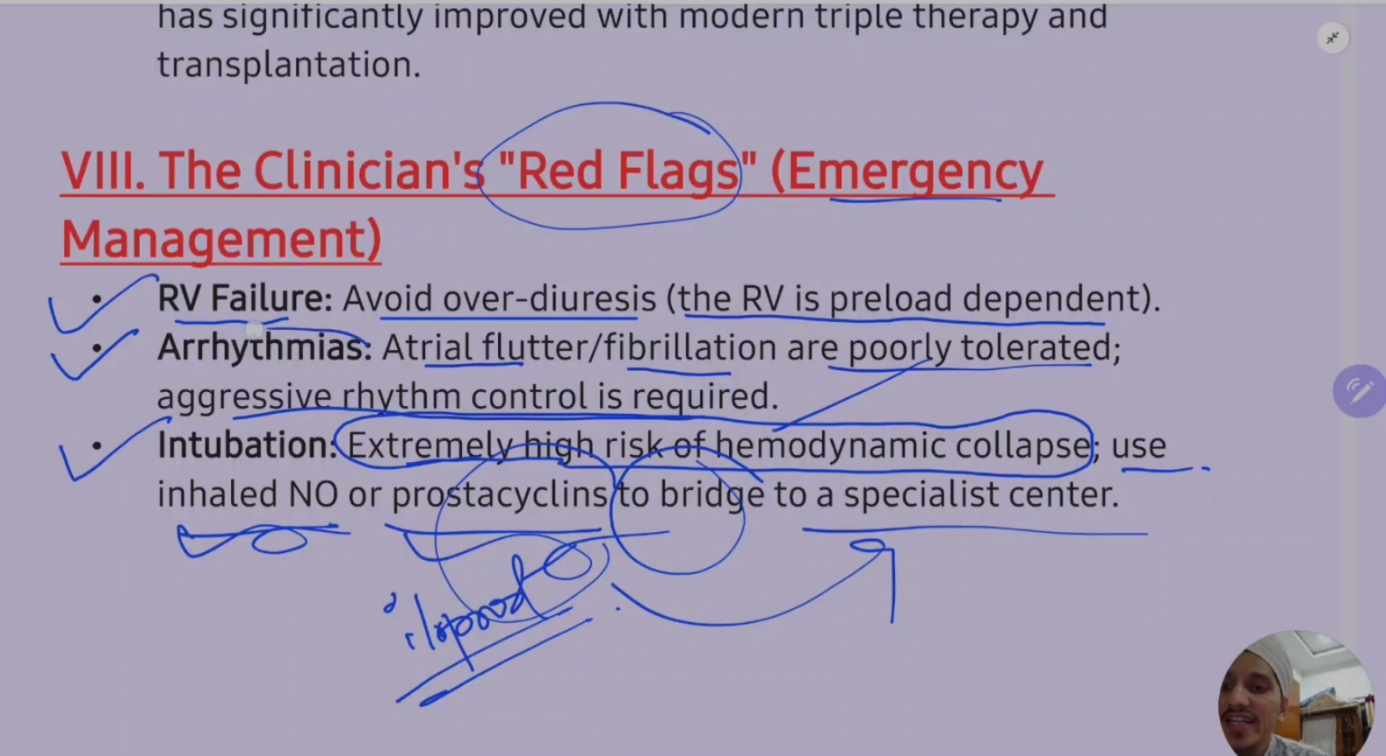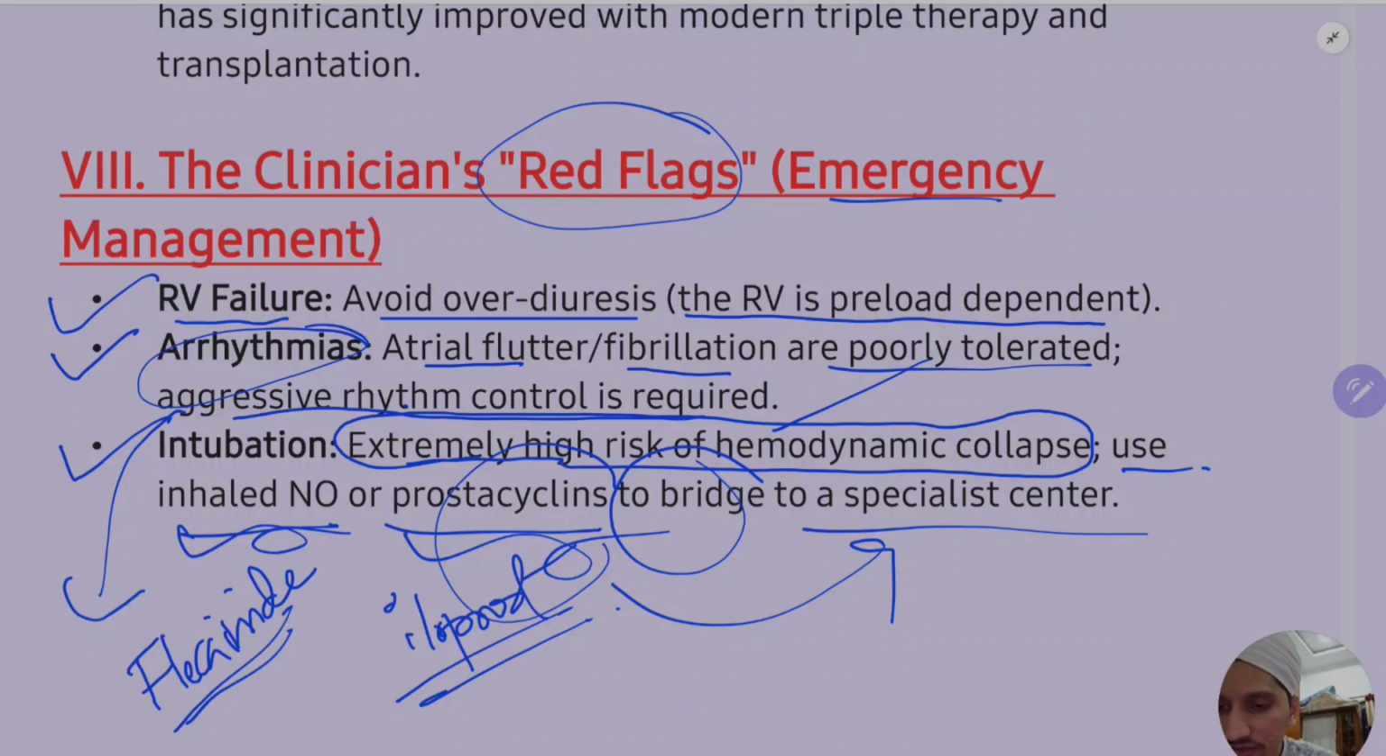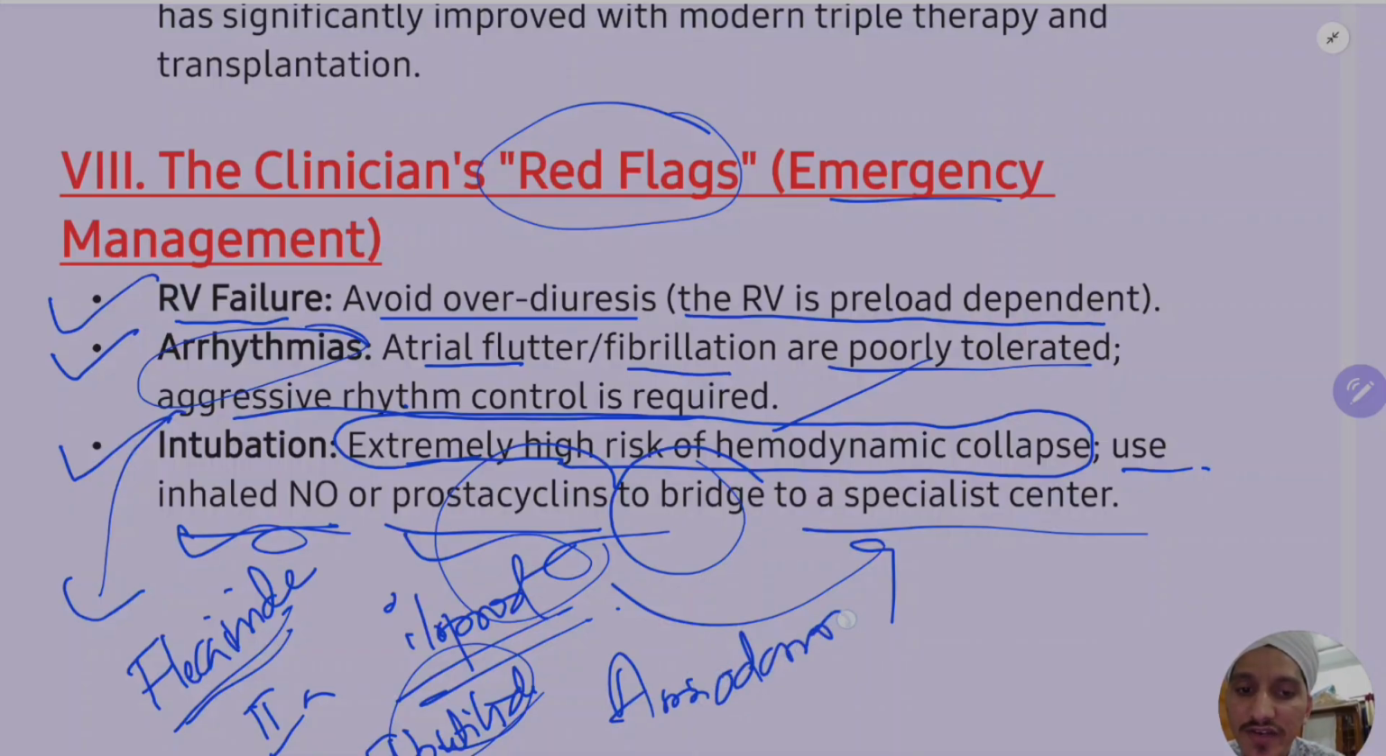Arrhythmias, what should you use? Rhythm control, for example in atrial flutter and atrial fibrillation, can be done by the commonly used drug flecainide. Flecainide, group 1C of the Vaughan-Williams classification, or ibutilide. So these are the drugs which are used for rhythm control, or the very commonly used amiodarone. Amiodarone itself can be used for rhythm control of atrial flutter and fibrillation because they are poorly tolerated.